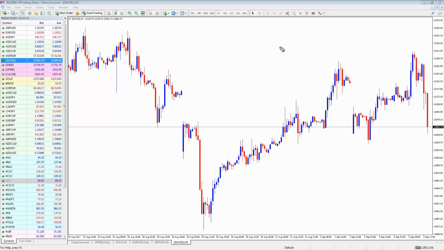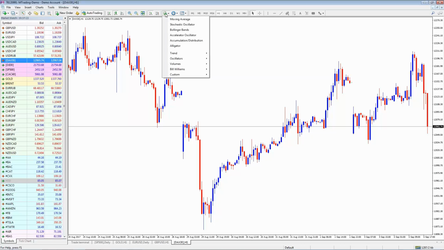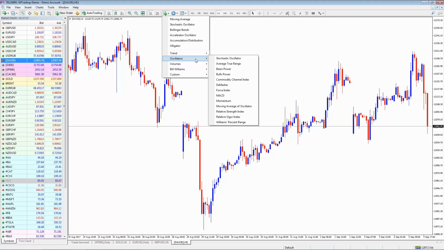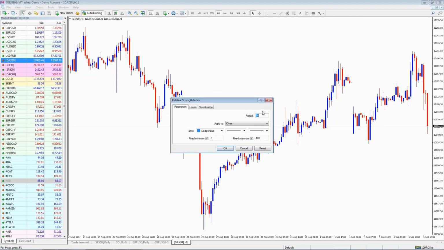So let's start with the RSI. We want to see the strength in the market. The first thing I'll do is add the indicator. To add the indicator, go to your indicator list, and you are looking for, under oscillators, relative strength index.